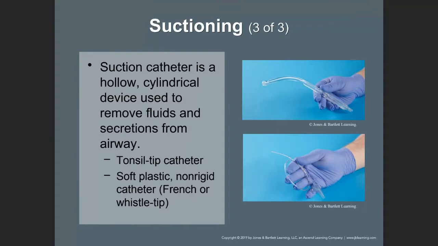A suction catheter is a hollow cylindrical device used to remove fluids and secretions from the airway. You have the tonsil tip, Yankauer catheter, and you have the soft plastic non-rigid catheter, also referred to as the French or whistle tip catheter.